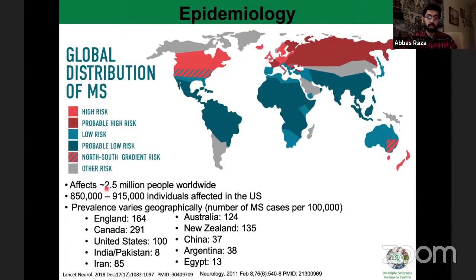This disease is slowly climbing up. Now we know that there are 2.5 million people affected. In the US alone, there's a million people. And this is the incidence of MS in other countries per 100,000. So India, Pakistan lies somewhere here. And I'll talk to you about the risk factors, what makes individuals here less susceptible versus, say, in England where there's a lot of incidence.